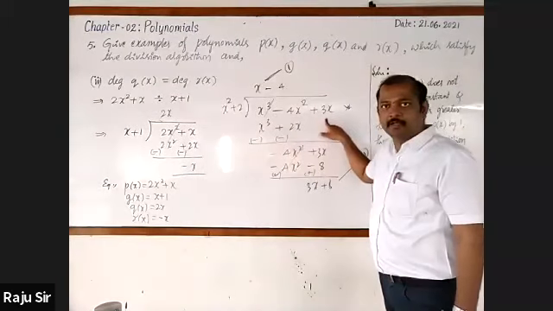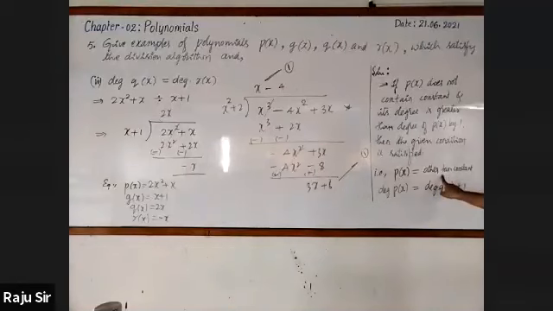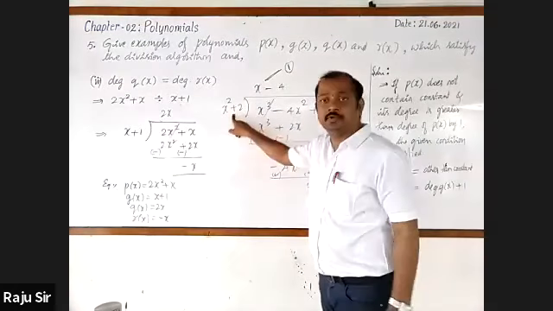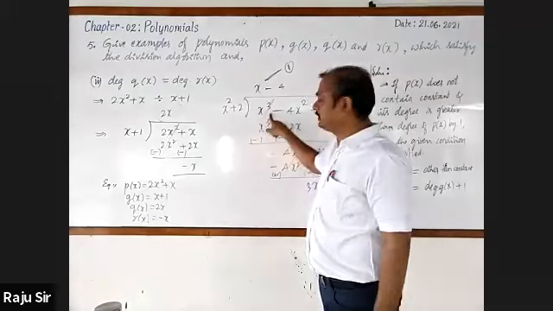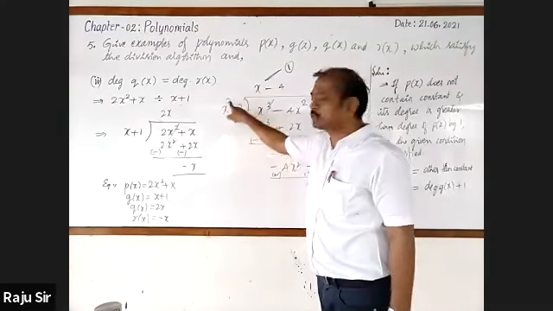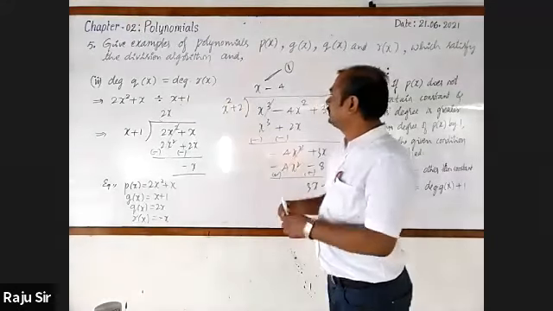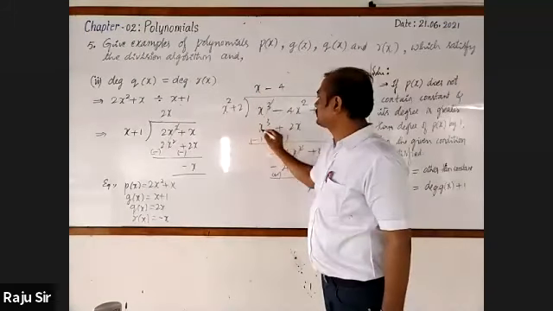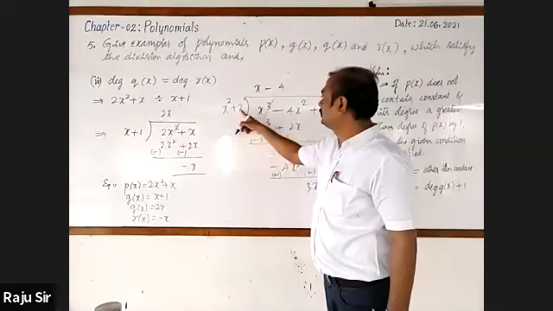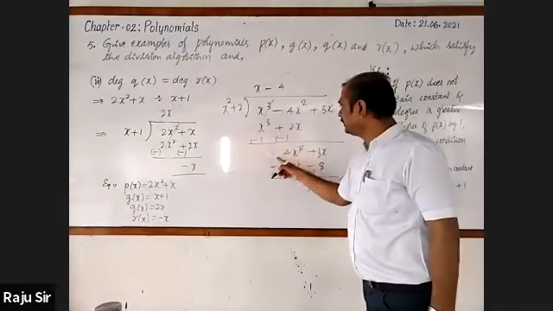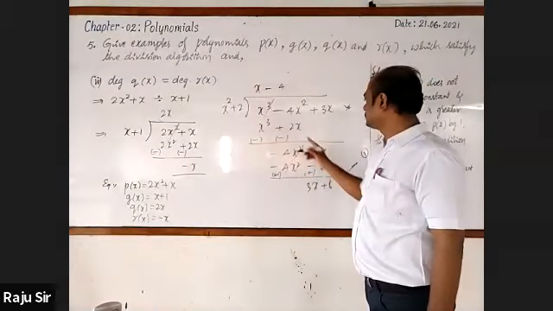P of x is a polynomial having no constant, then the degree of g of x is less than the degree of p of x by 1. In cube it is square and now start dividing. Here x should be multiplied. X into x square, x cube. X into 2x. Change the sign. You will get minus 4x square as it is. Then it is minus.